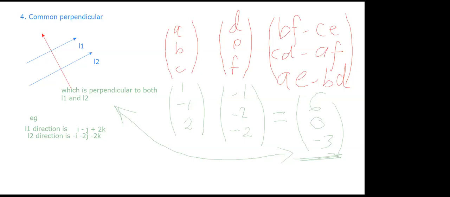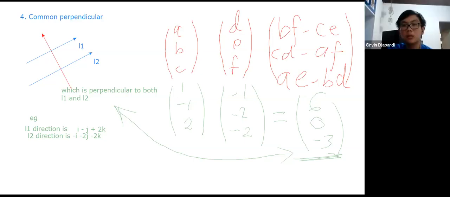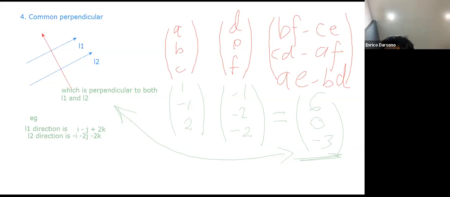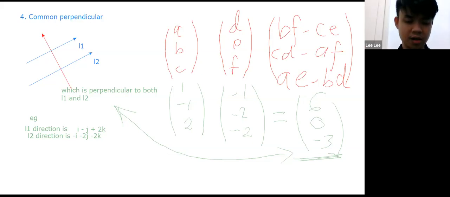Who is asking? Gervin, sir. Why? How do you know it must be BF minus CE, then CD minus AF, AE minus BD? That's the rule. That's why I told you the way I cross it down just now when I do the cross multiplication. The cross down must be in that order exactly. That's why just now I explained slowly. It should be in that order.